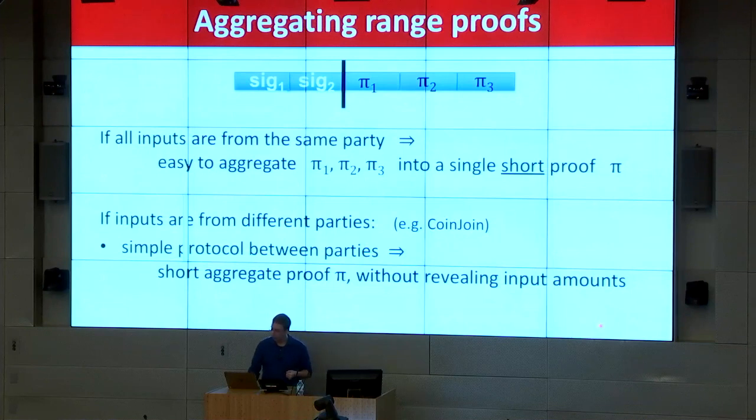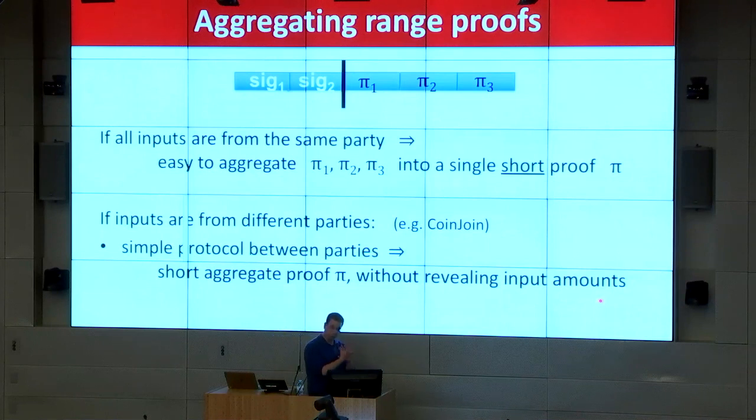Right. So here's a transaction. Normally, every transaction output would have to have its own proof. So we have pi 1, pi 2, pi 3. If all the inputs are for the same party, fine. That party can basically aggregate all the proofs, and we get one short proof. If the inputs are from different parties, then in fact what we provide is a simple MPC protocol that lets these parties construct an aggregate proof, and of course they learn nothing about the inputs.